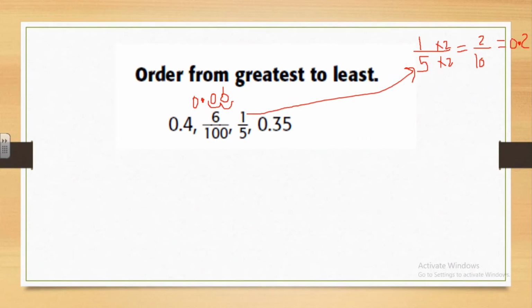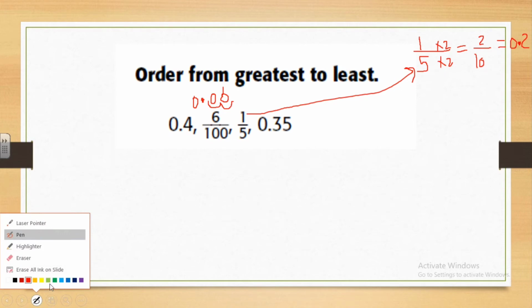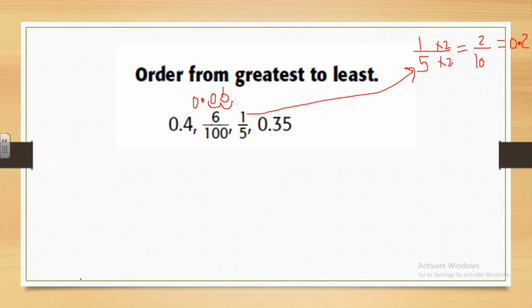Now let's make the order. He wants us to order from greatest to least. So let's search for the biggest number. Let's change the color. Okay. Now let's see where is the biggest number. 0, 0, 0, 0. Let's see the number before the point. 4, 0, 2, and 3. So where is the biggest number? 4. So let's write it here, 0.4. So that will be the first one.